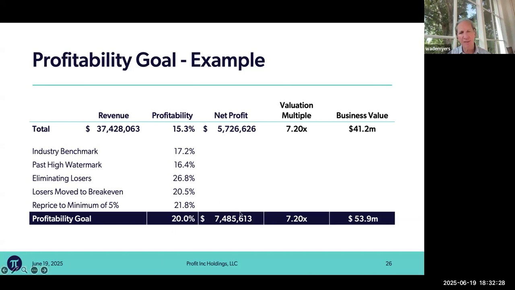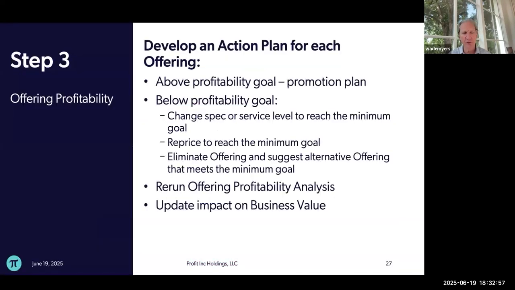So now what that translates to, and we're just going to stay with the same multiple, is 53.9 million of business value. So just basically saying we're just going to try to move our losing customers and products to break even, we're adding 12.5 million of business value. This now becomes really encouraging. This is where now it's easier to make the culture change and everything else because, wow, we have a real goal. And this goal is very, very doable, going from 15 to 20%, right? Especially knowing what we know once we've done the profitability analysis.